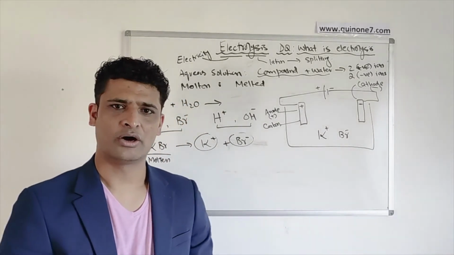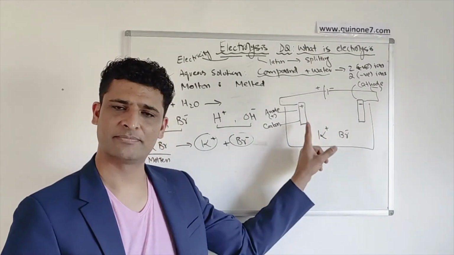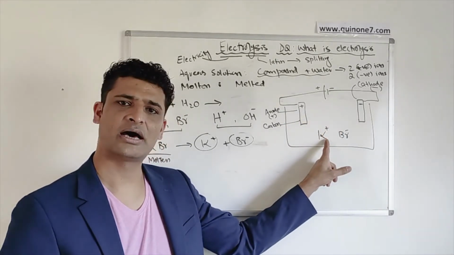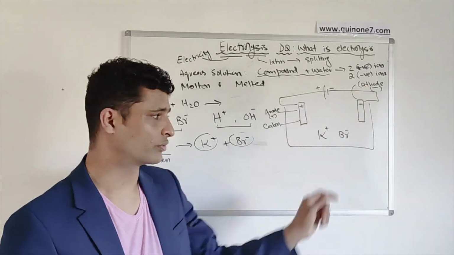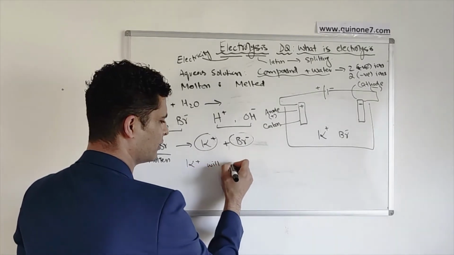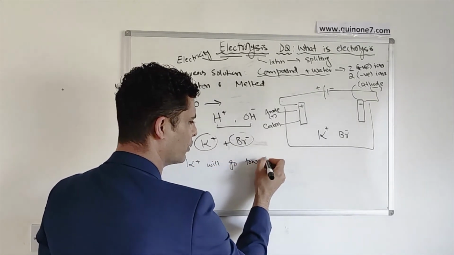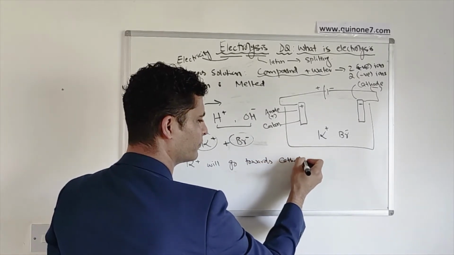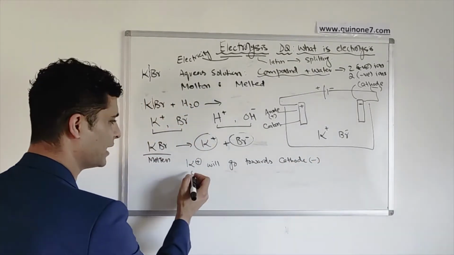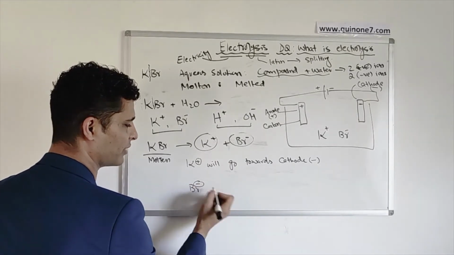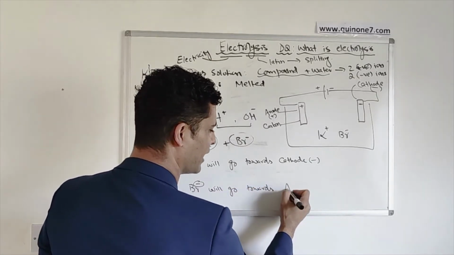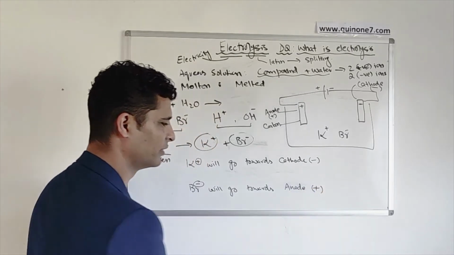2 ions are there. Now, because they are charged species, negative and positive, a negative ion will go to the positive electrode, and the positive ion will go to the negative electrode, which is a cathode. So here you can say the potassium will go towards the cathode, because potassium is positive and cathode is negative. Opposite charges attract each other. And then you have bromide ion, sorry, it will go towards the anode, which is the positive terminal.